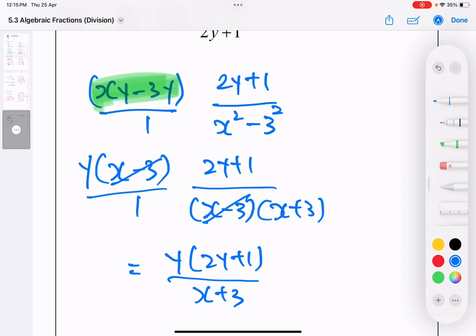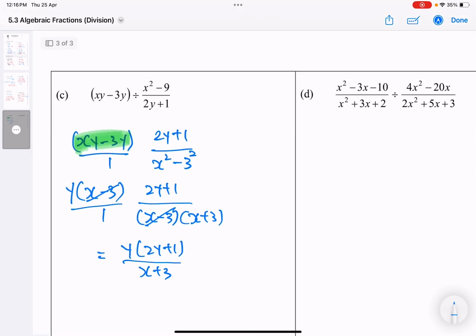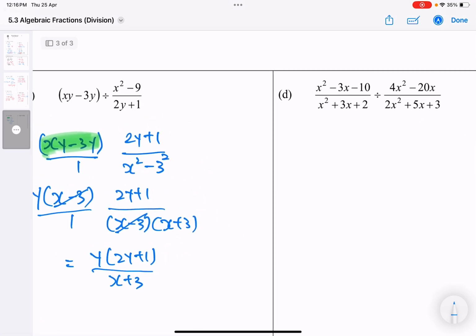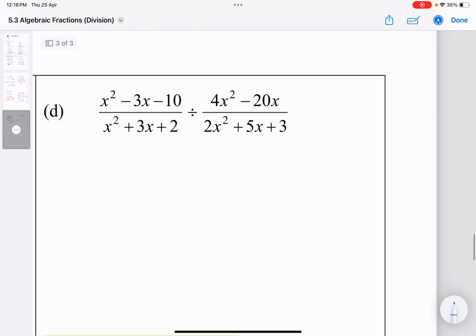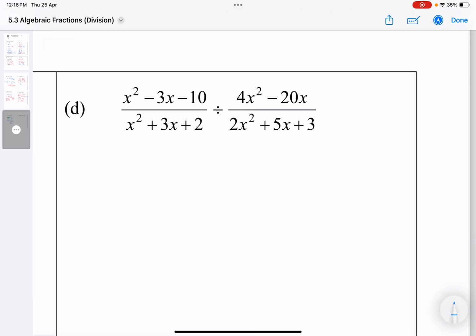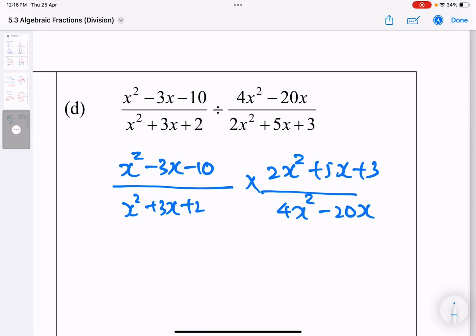Alright, if you are done, can you look at the last and final question? This one, wow, so many factorizations to do. This one we do together. So here, I first need to change this to a times, so this one becomes 2x squared plus 5x plus 3 over 4x squared minus 20x. Alright, let us factorize this together one by one.